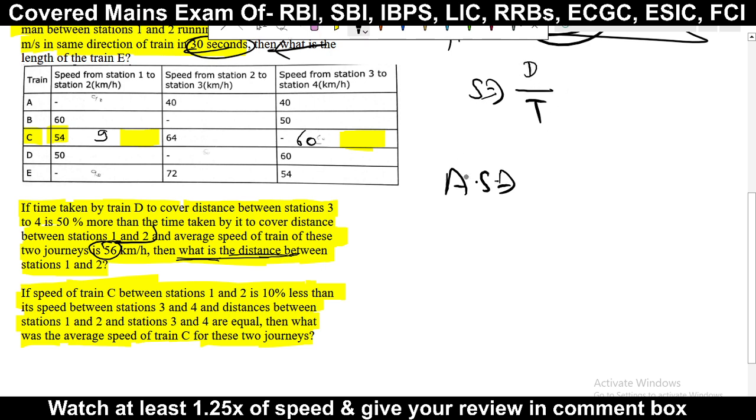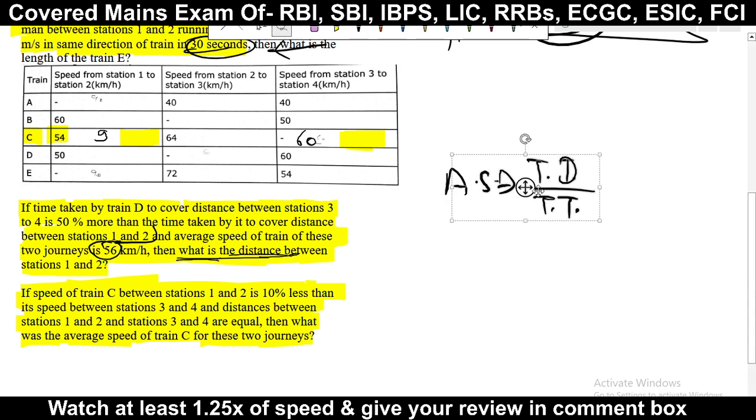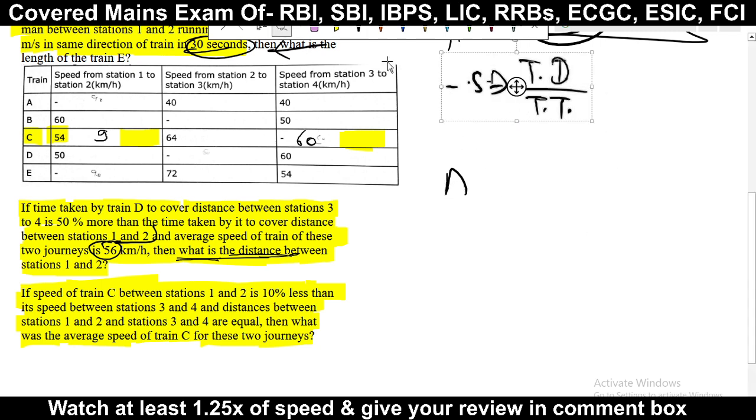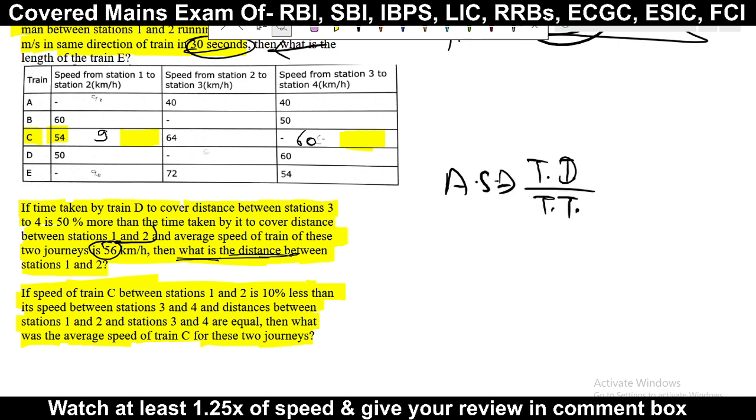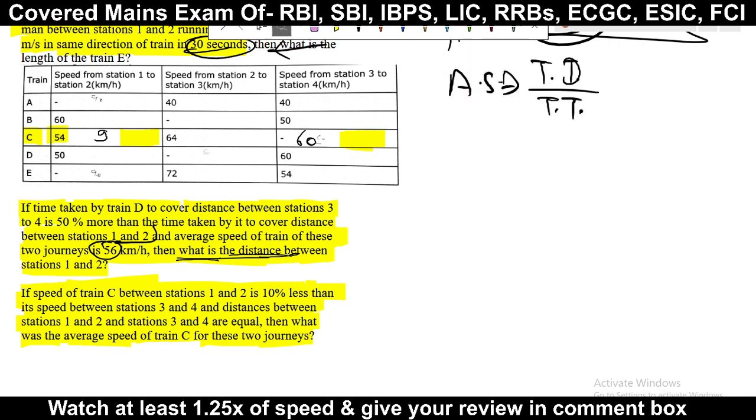We want the average speed, so how to calculate? Total distance by total time. So this will be the formula, total distance by total time. We will use this formula now. I'm just shifting this. Okay, now what we were doing, 60 we have calculated.